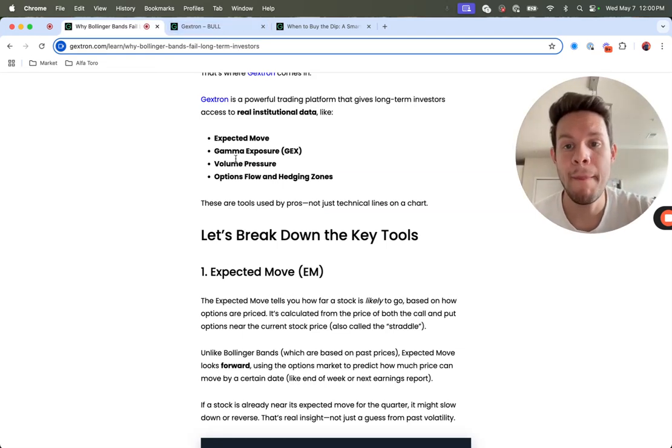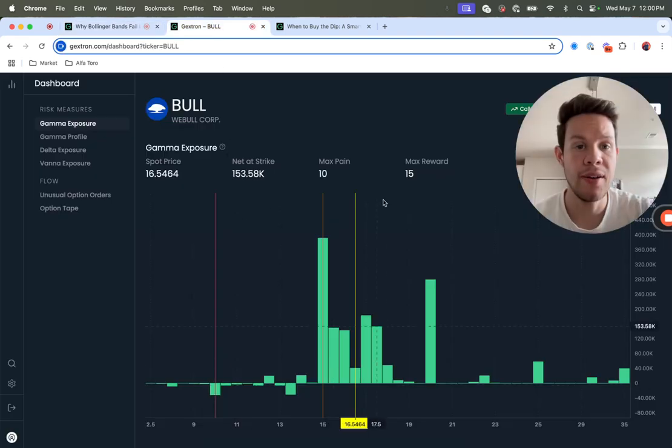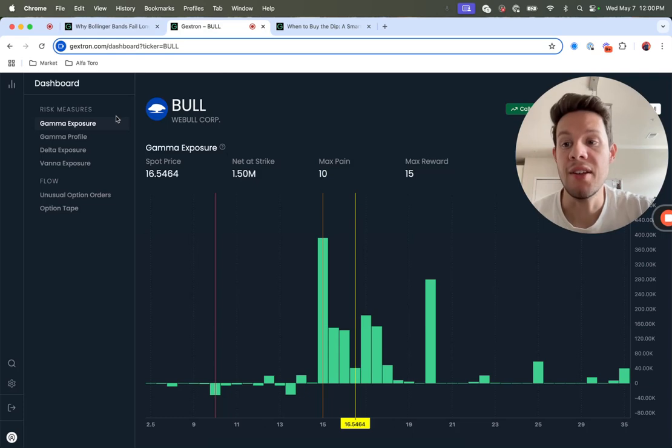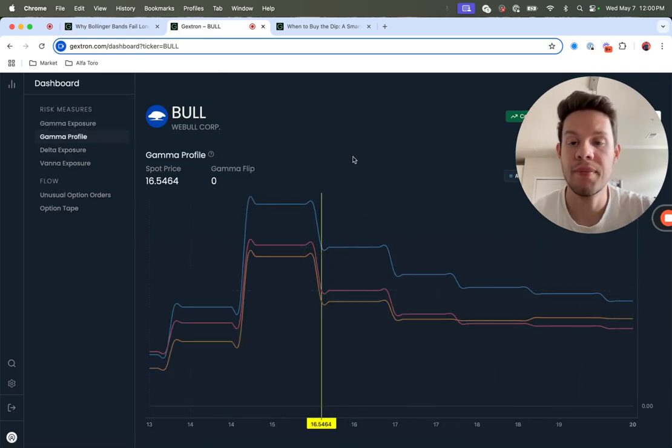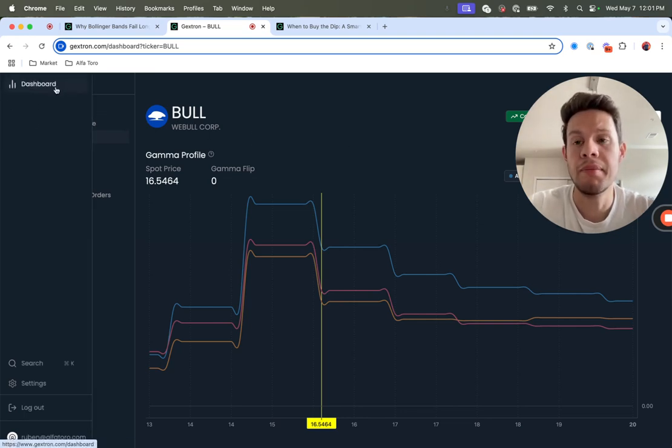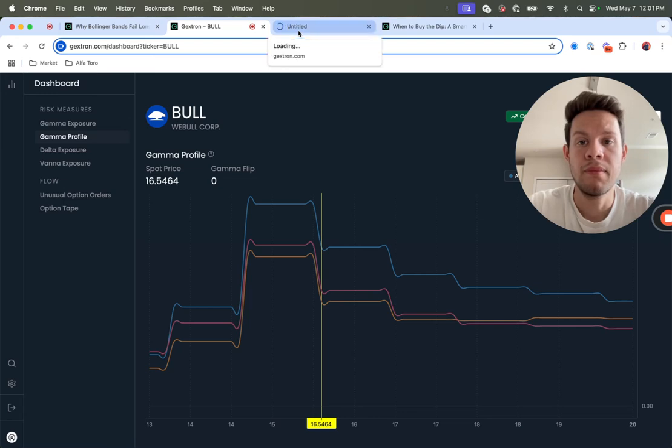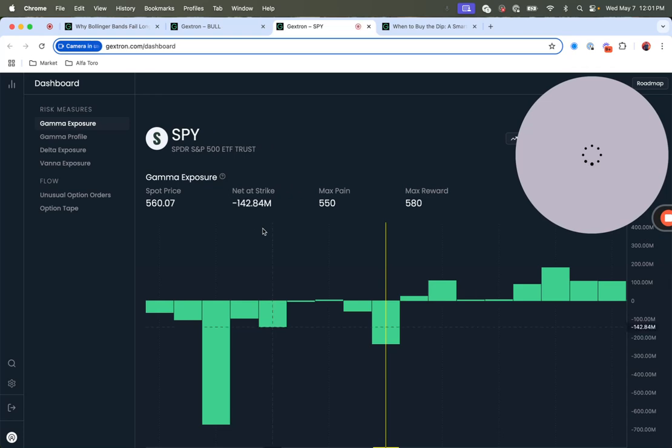Another thing too is knowing how market makers hedge, right? How do they behave? There's a chart here called gamma profile. Webull is a very small cap stock, so let's just take a look at SPY. SPY is a good example here.